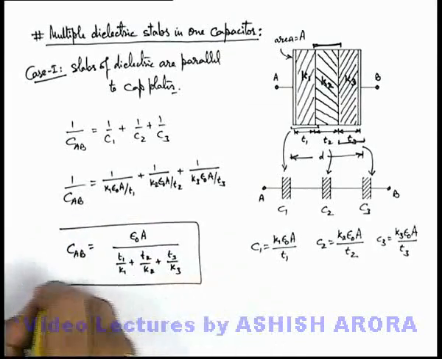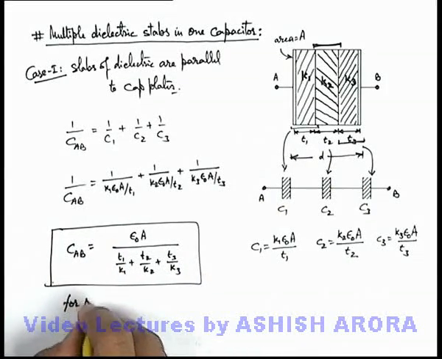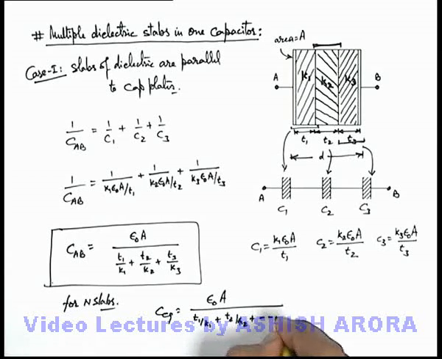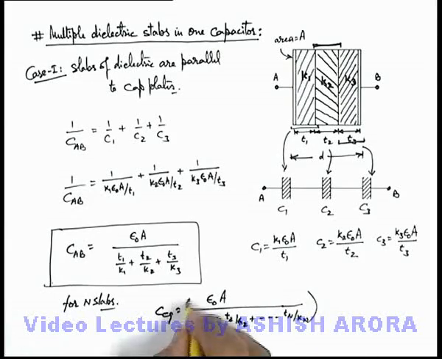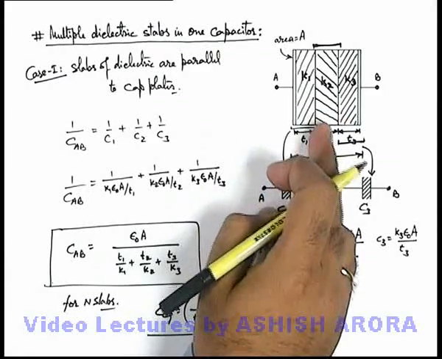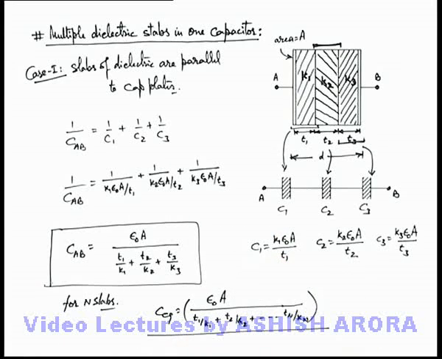This is the way we can calculate it, and for any number of plates, or we can say for n slabs of dielectric, we can calculate the value of equivalent capacitance of such a system as given by epsilon naught A divided by T1 by K1 plus T2 by K2 plus and so on up to Tn by Kn. And this is the way we can calculate the equivalent capacitance of such a system in which there are n dielectric slabs placed parallel to each other, completely filling the space between the plates of the capacitor.